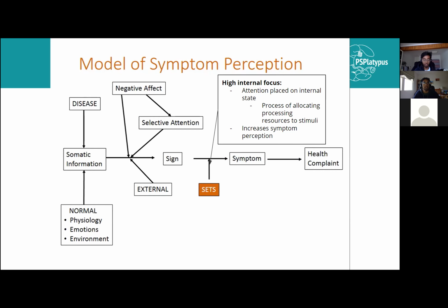But we have another thing called a high internal focus. So this is different to selective attention. It is important to understand that for some reason, even though it sounds a lot like selective attention, this is going to increase symptom perception instead of sign perception. So yeah.